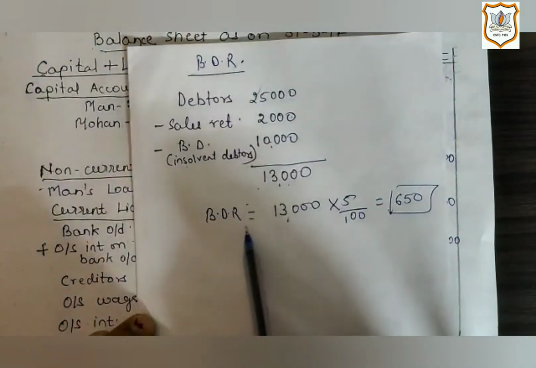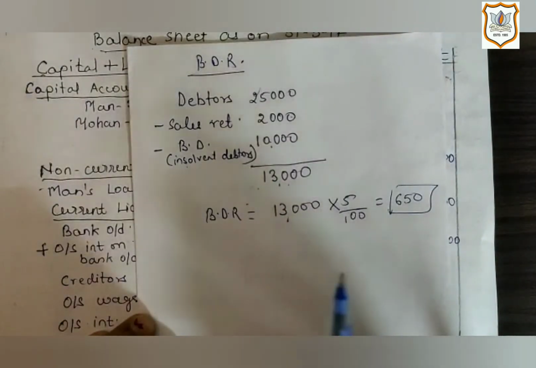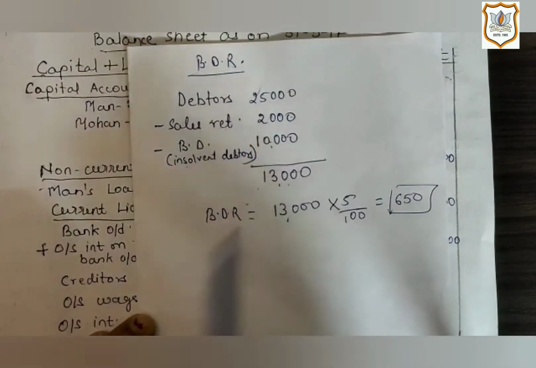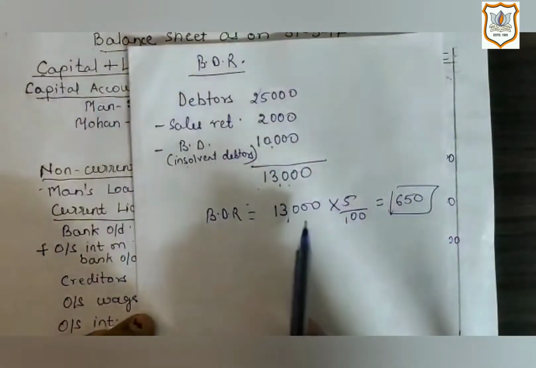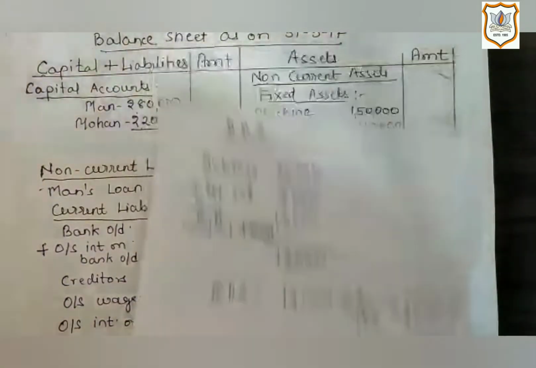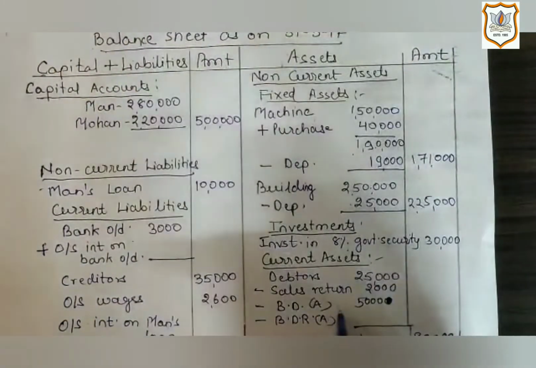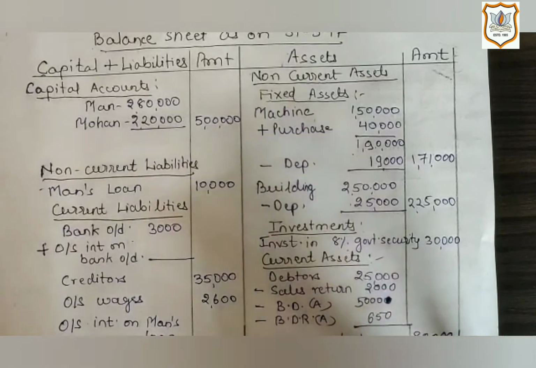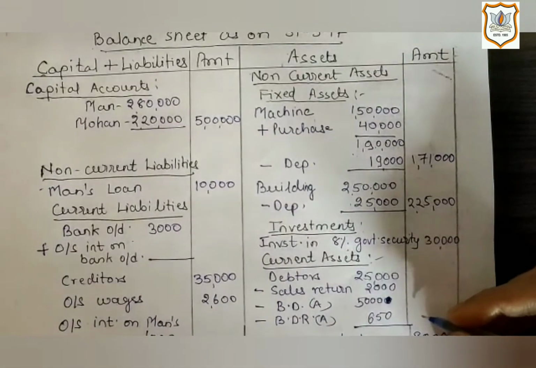As we all know, bad debt reserve is calculated on the amount of debtors which is obtained after deducting bad debts. So here we will get 650 as bad debt reserve, as it is a possible loss for which firm is making provision. So we will deduct it from debtors, 650. And finally, we will get 17,350 in outer column.